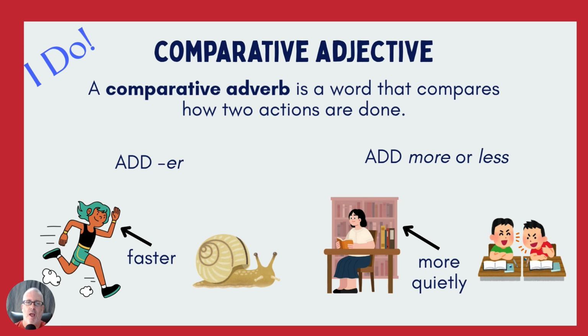Okay, so let's see. A comparative adverb is a word that compares how two actions are done. Now, it may seem like the same action, but that's because two people are doing that action. So, two actions are still being done. So, the first one, there are two things running. One is a girl, one is a snail, and the girl is faster. Fast is a one syllable adverb, so we add er. The next one, more quietly. The girl is studying and the two boys are studying, but the girl is studying more quietly. We add more because quietly has three syllables.